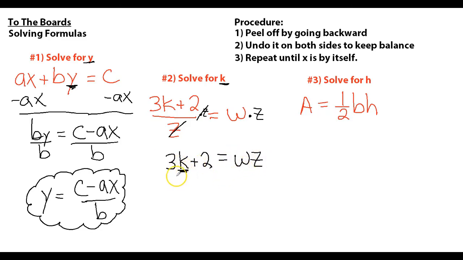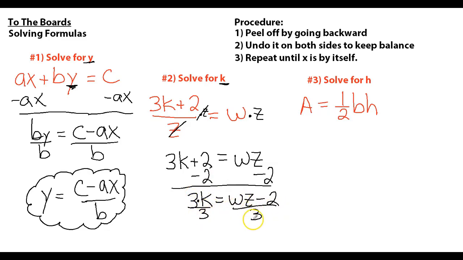Okay, still trying to get k by itself, so I'm going to peel off this plus 2. The opposite of plus 2 is minus 2, so we'll be minusing 2 to both sides. Now I have 3k equals wz minus 2. Now I got to get the k by itself, so I'm going to peel off the times by 3. Opposite of times by 3 is divide by 3, so we'll divide everything by 3, and now k will be by itself. The answer is wz minus 2 over 3. Excellent.